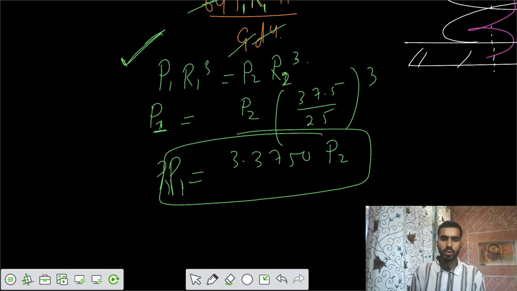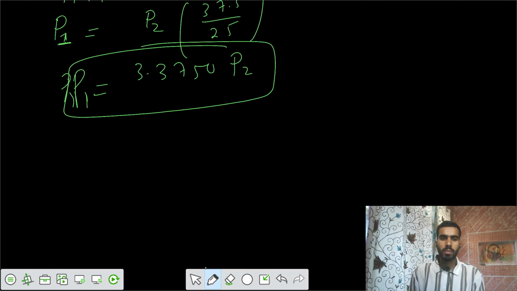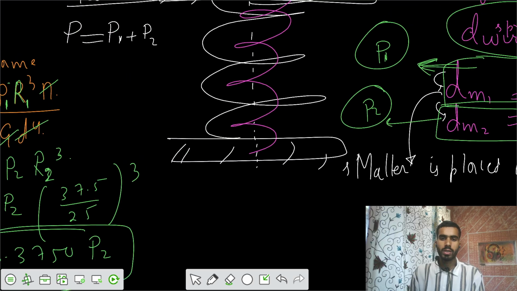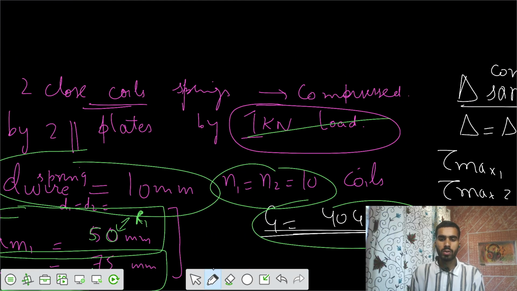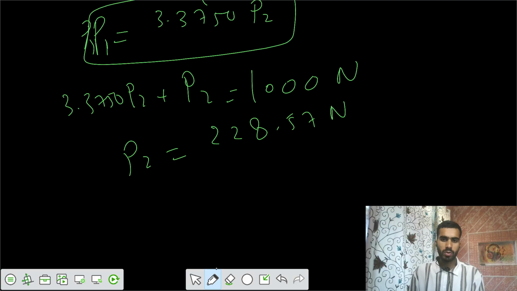So if I write that equation, that total load is shared between the two springs, p1 plus p2 equals to total load. So I can write that 3.3750 p2 plus p2 equals to total load. How much total load was applied? That was 1 kilonewton. So I can get the value of p2 equals to the inverse of this into 100,000. So p2 is equals to 228.57 kilonewton, and p1 would be equals to 1000 minus that. That is 771.42.